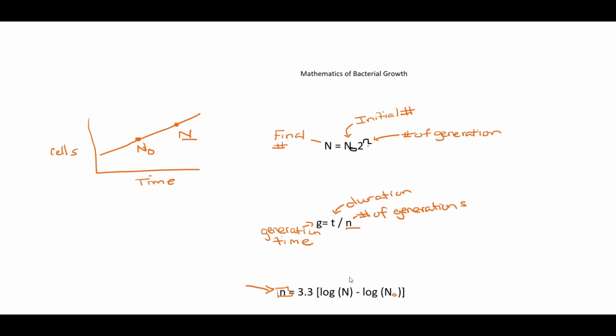So we have 3 equations that we can use when finding generation time, and that is very important. So in order to find n, you can use this equation if you have the final number of bacteria and the initial number, then do the math and find n. Or you can use this one to find n, plug in your duration time, plug in your number of generations from this equation, and then you'll find your generation time.